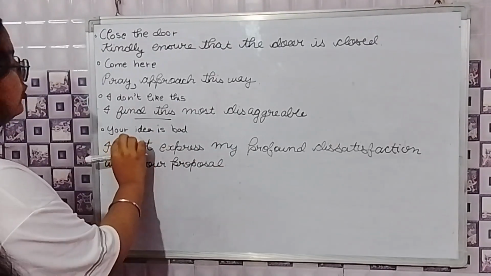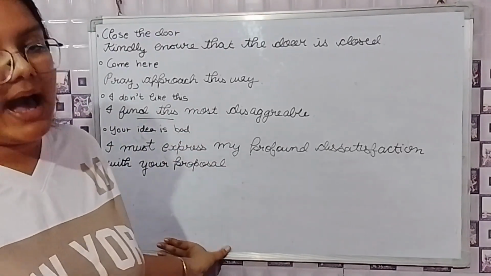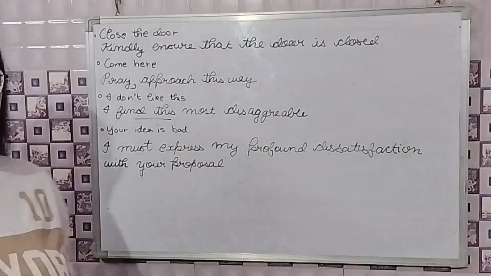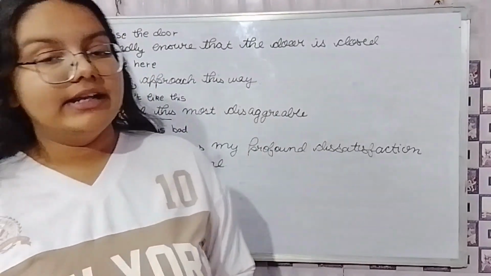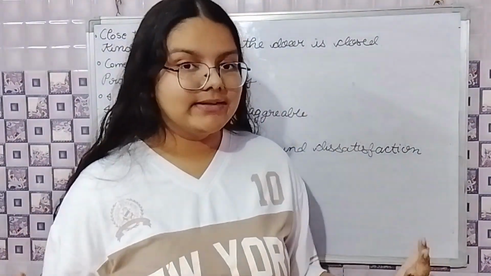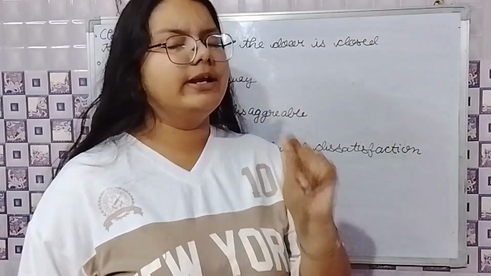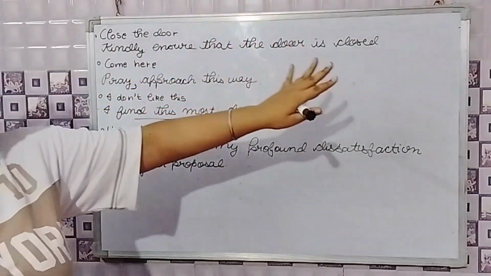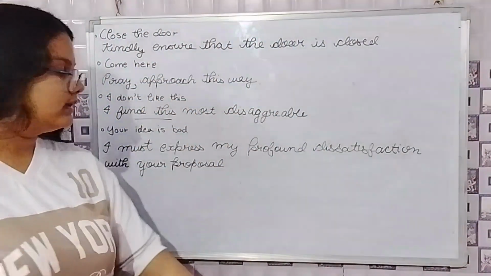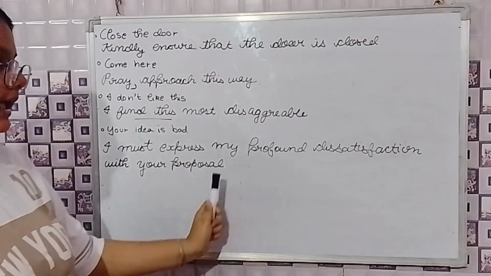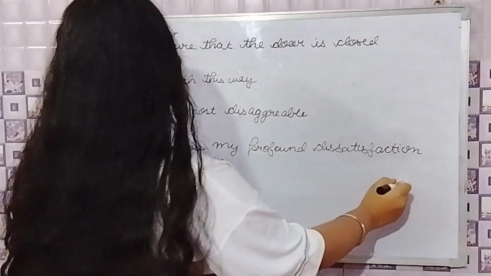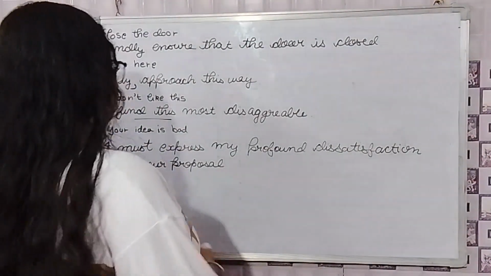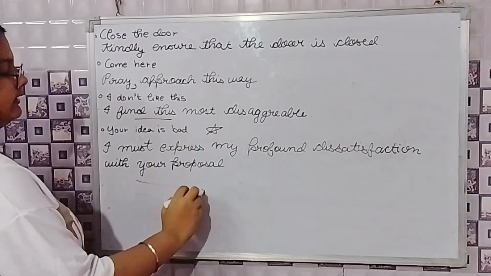Last sentence: "Your idea is bad." This is a very bad thing to say, I must say. But yes, we use it in our casual conversations, and we use Victorian English to make ourselves more refined, more polite. Even if you're cursing someone very badly, they think that you're praising them. "Your idea is bad." "I must express my profound dissatisfaction with your proposal." See the conversion of words? This is the most important sentence.